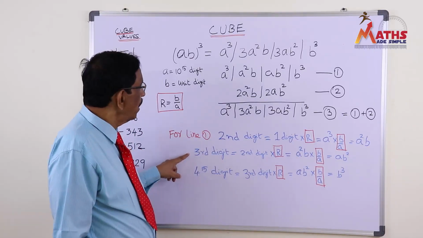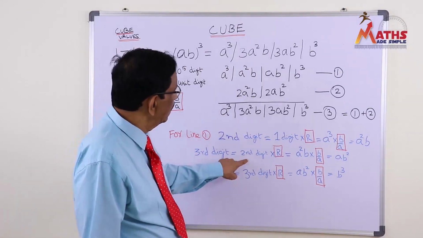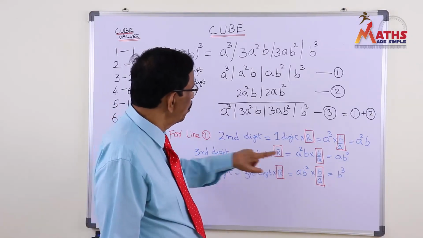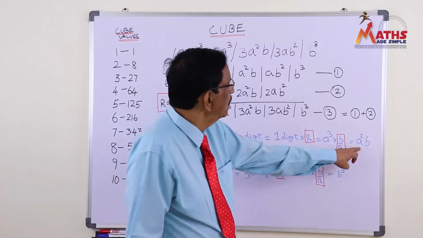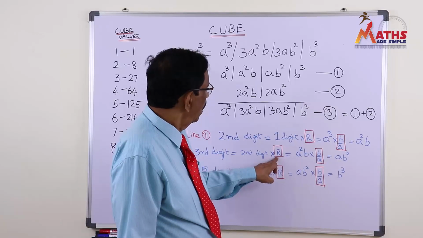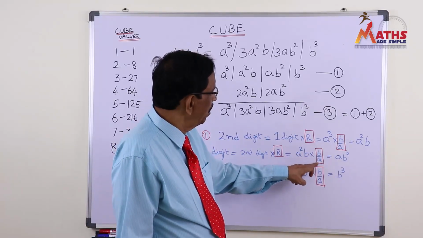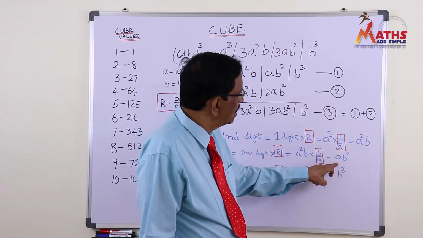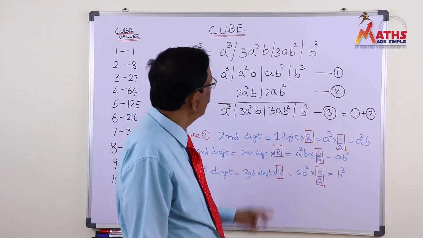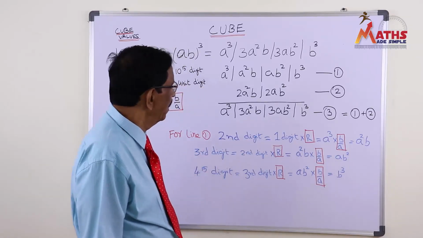Now, how to arrive at the third digit? Take the second digit, multiply by the ratio again. The second digit is a square b, I have written here. R is b by a. A square b multiplied by b by a will give the answer a b square. A b square is the third digit. That is what I have written here.